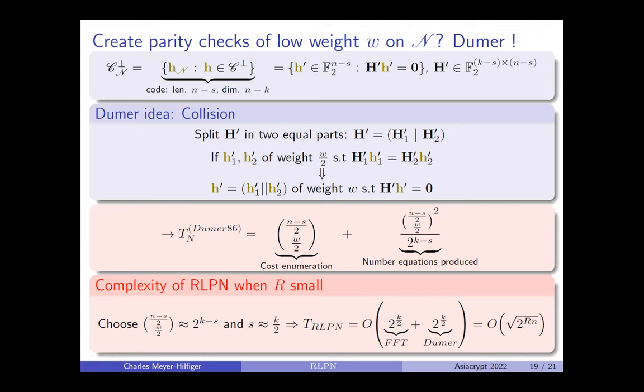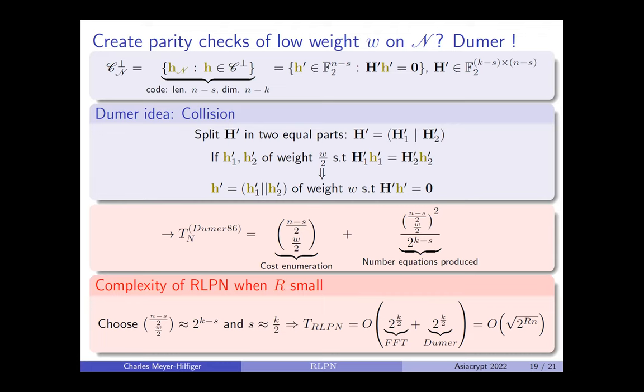And why it is interesting to look at that is because I can give you an intuition on how our parameters will be when the rate R is small. Here, what I can do, and it is really interesting, is take W such that the cost of the enumeration will be equal to the number of equations produced. So basically, producing one parity check will cost you one if those two terms balance. So you choose this, which is equal to this, to balance those two terms. And you take S equal to K over two. So this is the choice, just trust me.